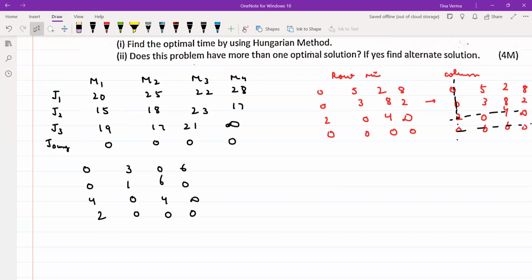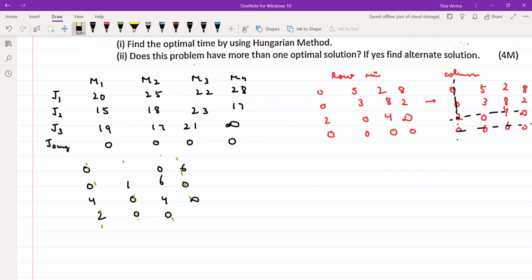Next, you have to again draw the minimum number of horizontal and vertical lines. So if you draw this line, this line, this line, and this line, these are your lines. So now you can do your assignment, because the lines drawn are the same as the order of the matrix. So now you can start your assignment.